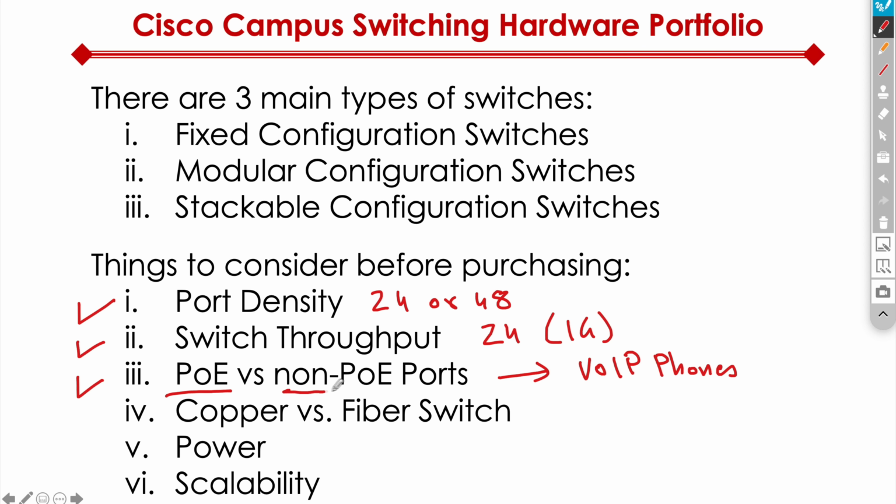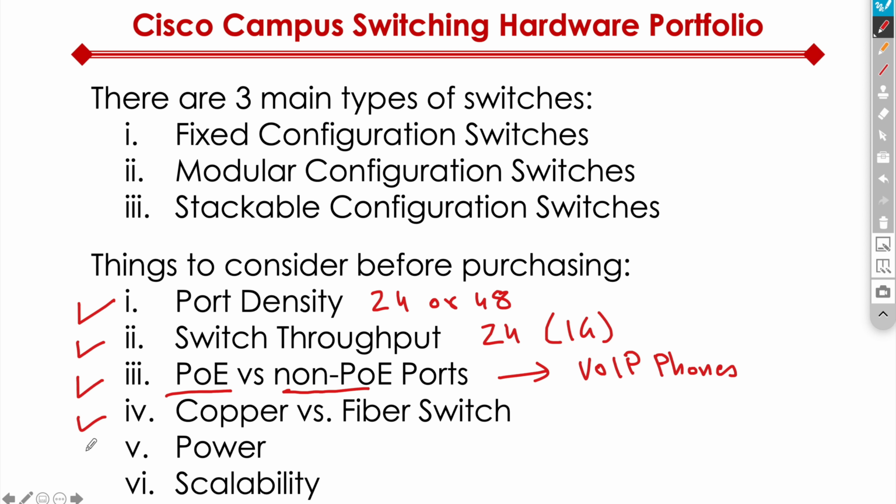So we also call that a data port. So data port versus voice port. You need to define how many ports you need. Plus, you need to decide whether you need a copper switch or fiber switch. Once again, in a campus environment, a copper switch is very common. You may need a couple of fiber switches to connect the different floors together, for example.